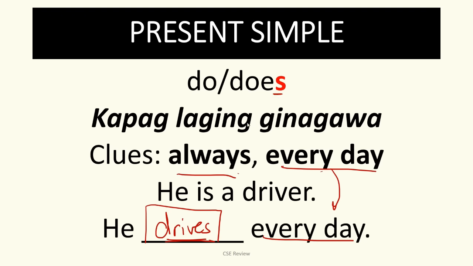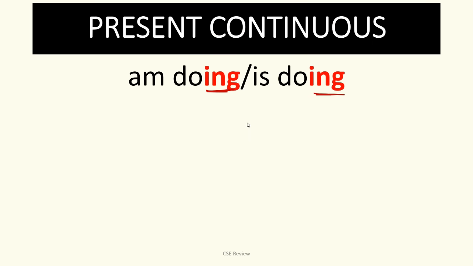So, he drives, they drive, he runs, they run. Sa present continuous, may -ing, okay? So, he is running, okay? They are running. I am running.